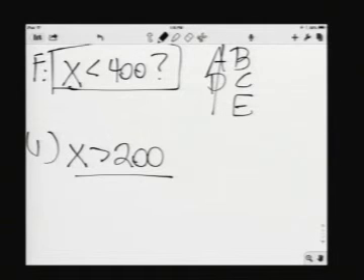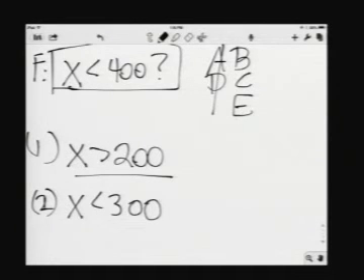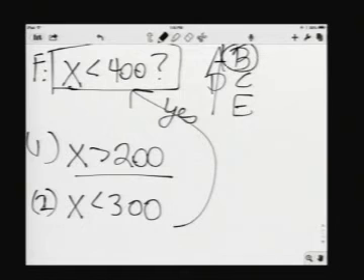We eliminate choices A and D. Statement 2 now tells us that each paragraph of the preface has fewer than 150 words, so together they have fewer than 300. Can we answer our question with statement 2? The find says, is x less than 400? Statement 2 says x is less than 300, which means yes, it has to be less than 400. So we choose B for our answer, we eliminate the other two choices, and we're done.